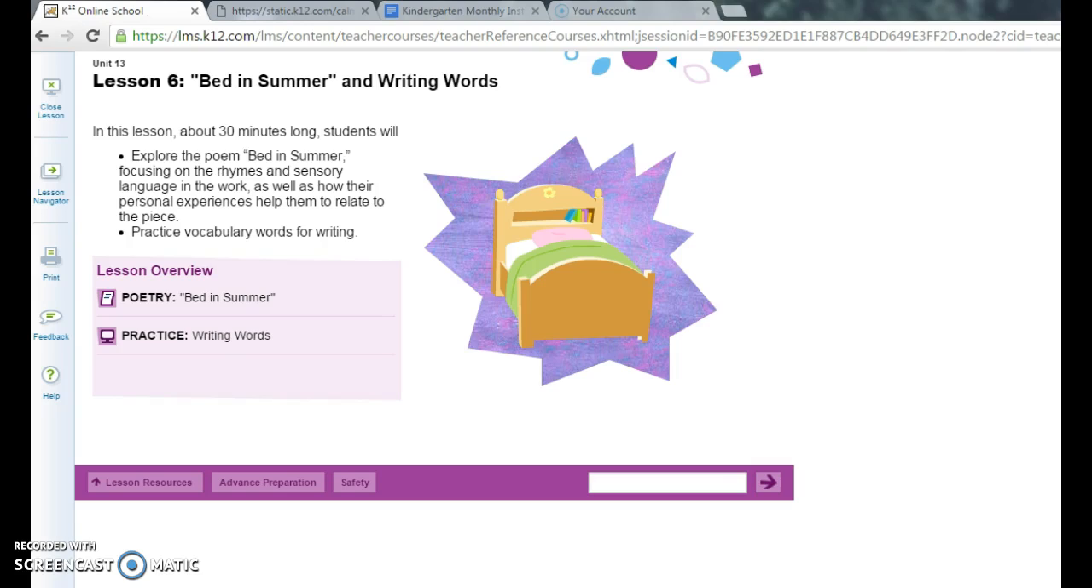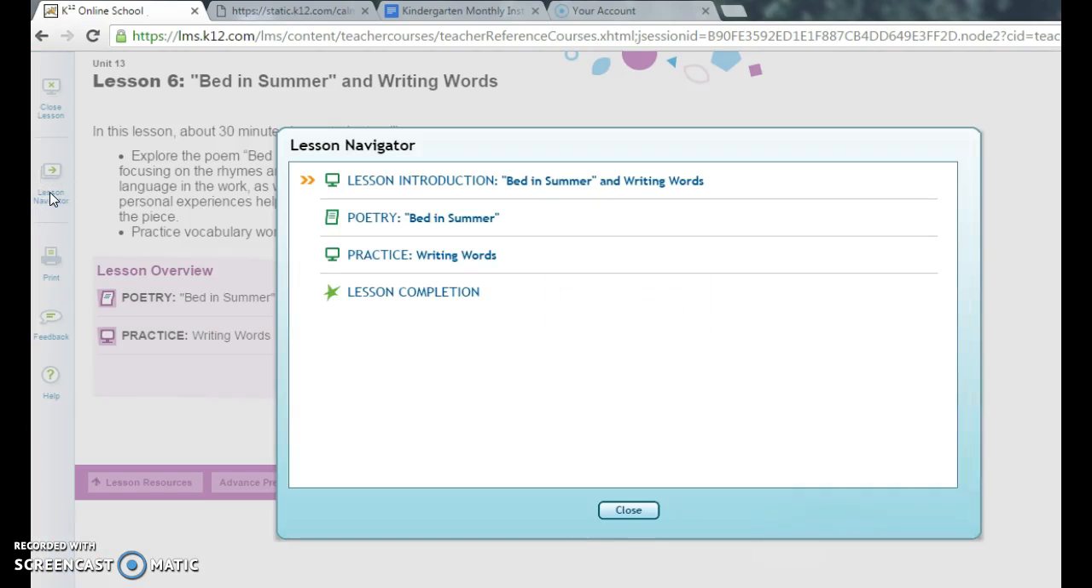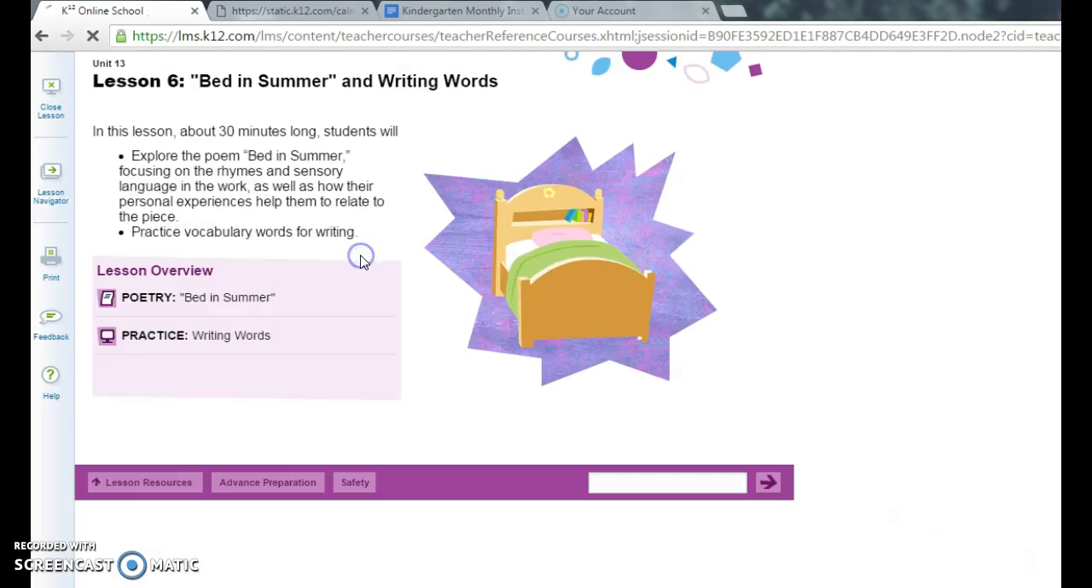Great job! Open the lesson on the computer to play a game to review writing words. To find the games for this lesson, open the lesson and choose the Lesson Navigator on the left-hand side. Choose the Practice option to find the games and play them.